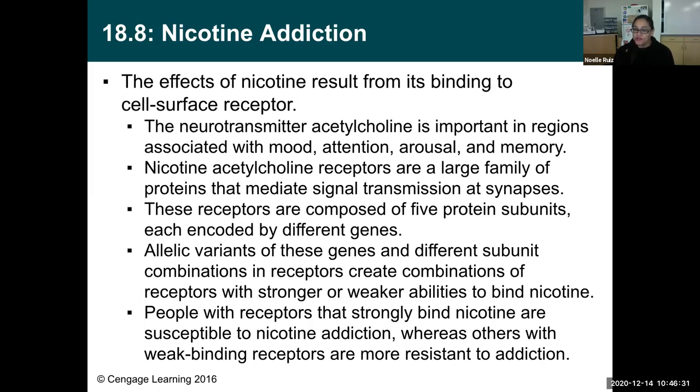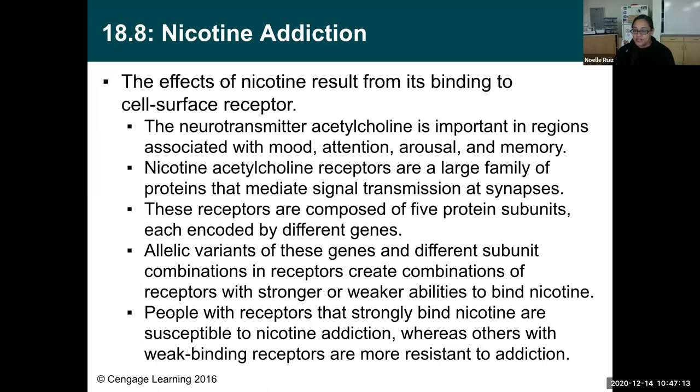The receptors are composed of 5 protein subunits. And people have different alleles that control what these subunits look like. Allelic variants of these genes and different subunit combinations create combinations of receptors with either stronger or weaker abilities to bind to nicotine. People with receptors that strongly bind to nicotine are susceptible to nicotine addiction, whereas others with weak binding receptors are more resistant to addiction. So nicotine has a genetic component.